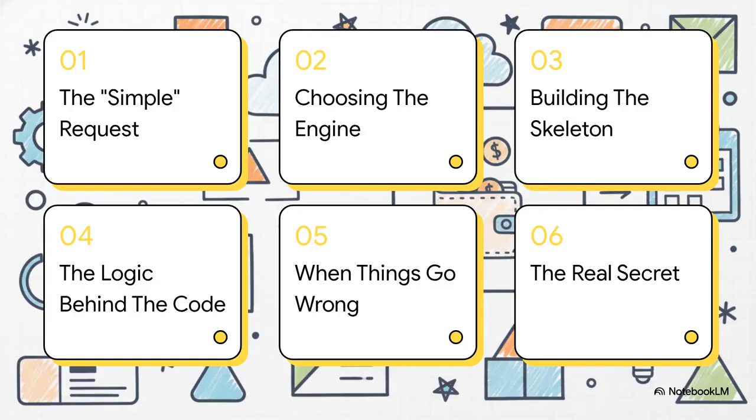It's a lot. So how in the world does an expert untangle a web like this? We're going to walk you through their exact process. We'll start with understanding the request, then choosing the right tools, building the solution from the ground up, adding all the custom logic, figuring out how to fix it when it breaks, and finally, uncovering the real secret to making a project like this actually work.